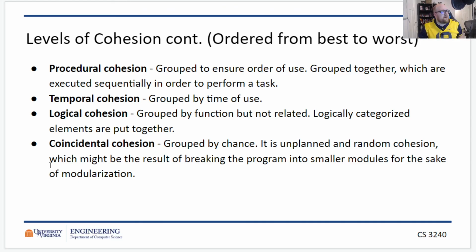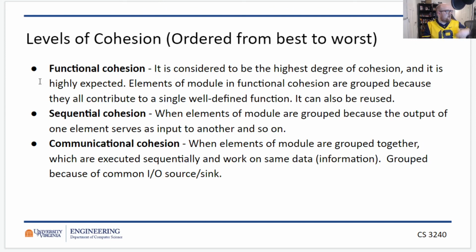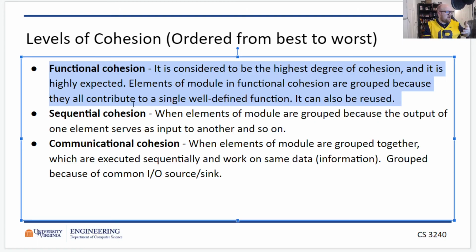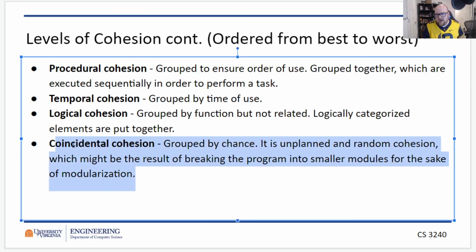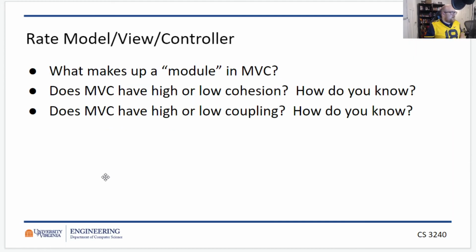Anyway, we're just grouping things together by chance. So it's unplanned. The cohesion is random. This is the worst case. So again, best is functional cohesion. It gets worse as we go down the slides, coincidental being the worst. All right.